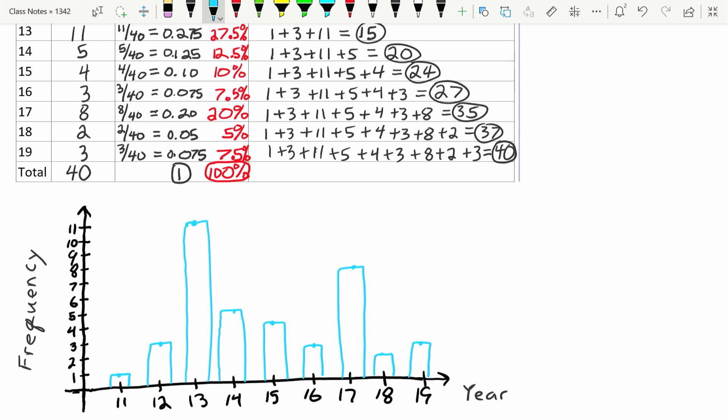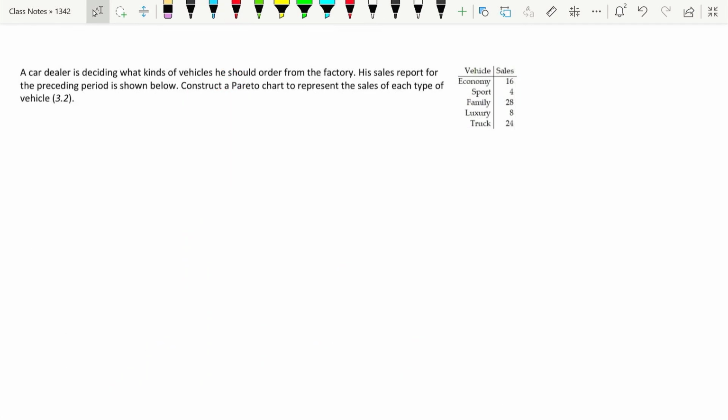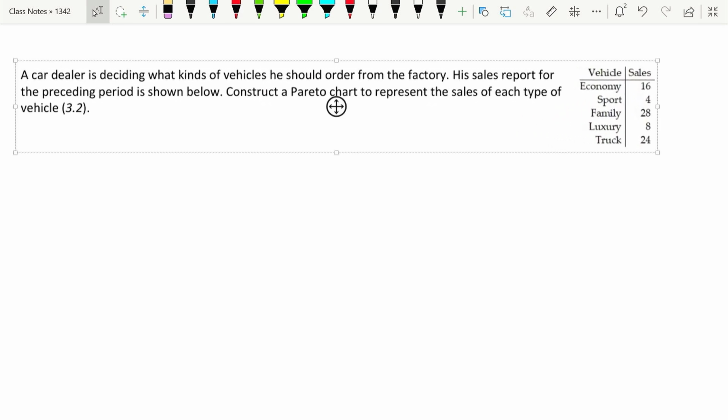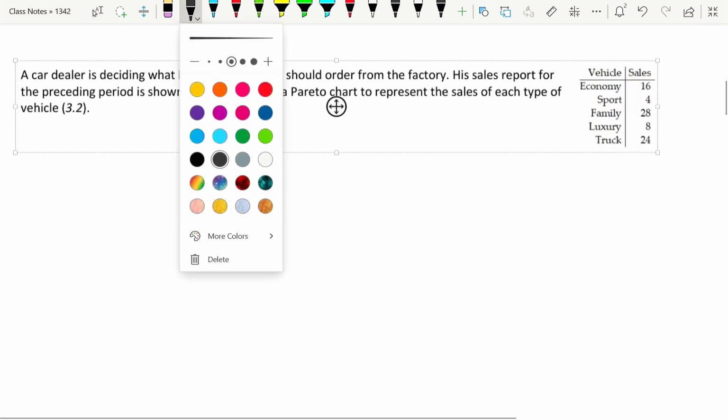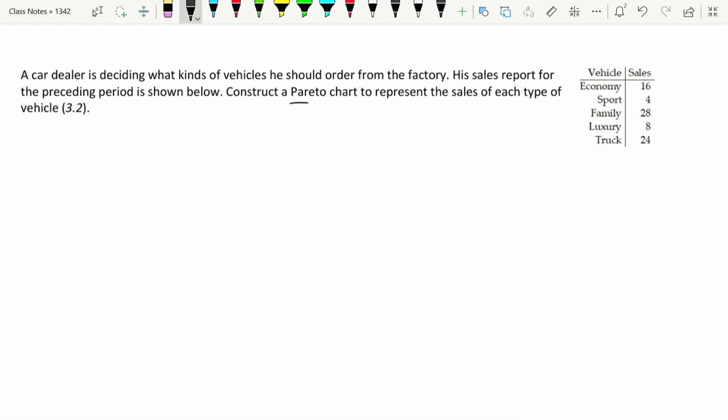And so there's just a quick bar graph for our frequency table. This next one says we're given some categories for different kinds of vehicles, and we're going to create a Pareto chart from this data. So the sales of each type of vehicle, and how we create a Pareto chart is we list them from greatest to smallest.